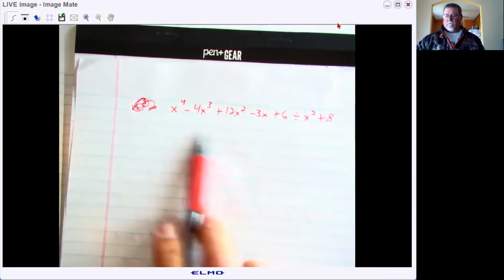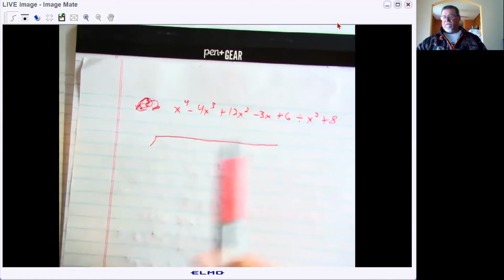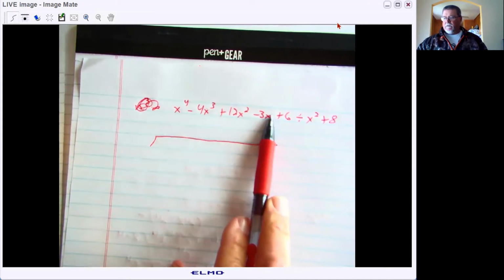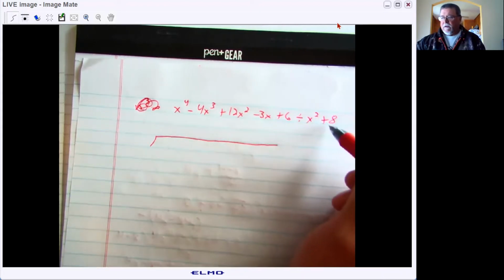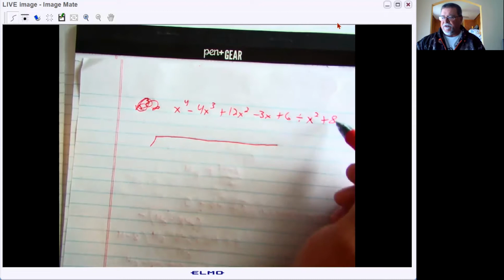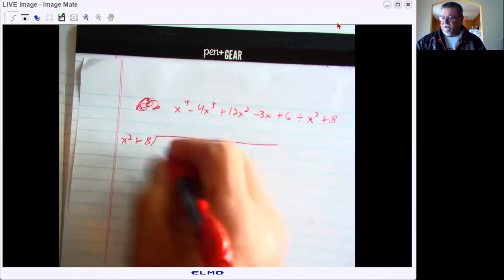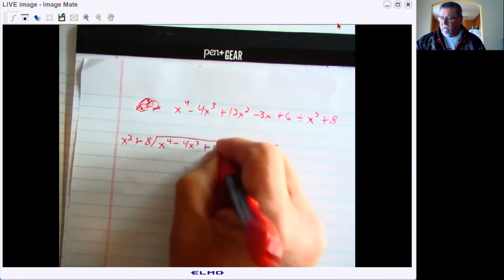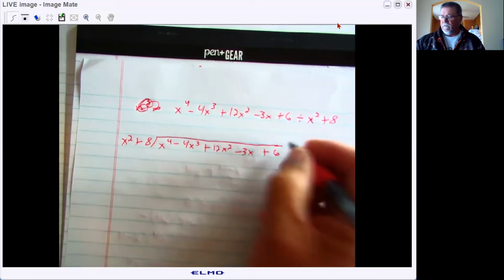Okay? Now, we're going to put this into our division box. But before we do, first of all, we have to make sure that all exponents are accounted for. 4, 3, 2, 1. So we got that done. And then the other thing we need to be paying attention to. Granted, this is an x squared, but the coefficient is still 1, and we have our 0 right here. So x squared plus 8 is our divisor, goes on the outside, and then our polynomial goes on the inside. And we have all exponents accounted for, so we're ready to go.